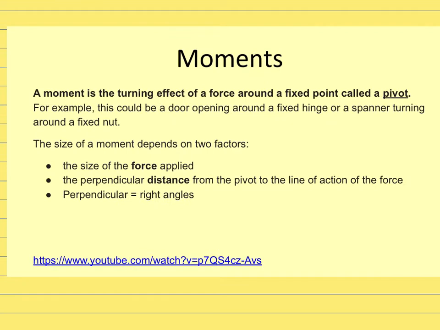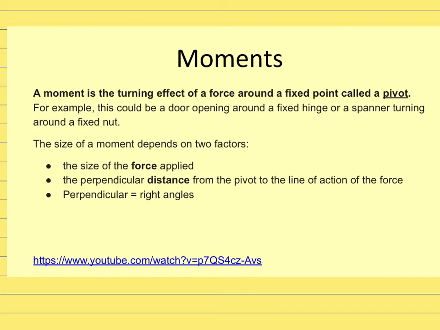So, a moment is a turning effect of a force around a fixed point called a pivot. For example, this could be a door opening around a fixed hinge or a spanner turning. The way I like to think of it is your door handle: you've got the pivot right in the middle. To turn that without the handle would be really hard. The longer the handle, the easier it is to open that door. So just think of door handles when we think of moments.